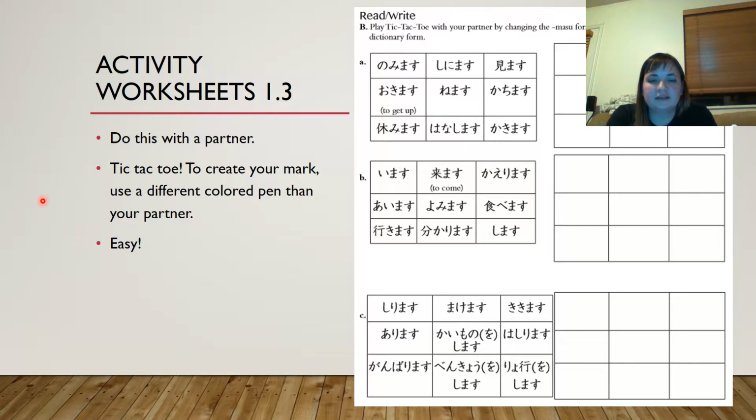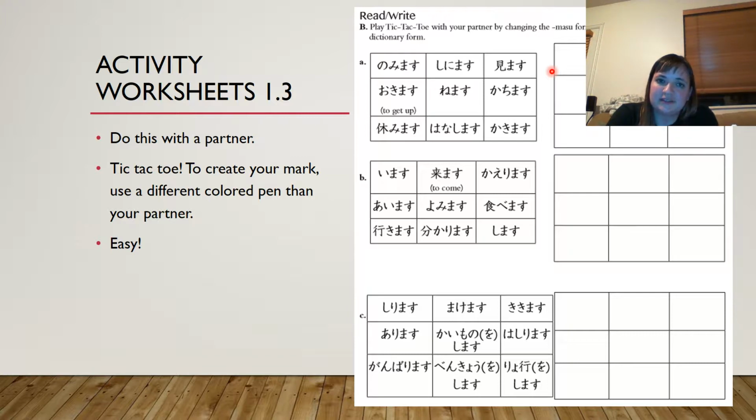You can play against each other, but all you have to do, in order to claim a spot, is write the verb, changing it to its dictionary form. Okay, so go ahead and play tic-tac-toe and see who becomes the ultimate winner. Okay, once you've finished your activity worksheets, make sure your name is on it, your partner's names are on it, and turn that into our basket.